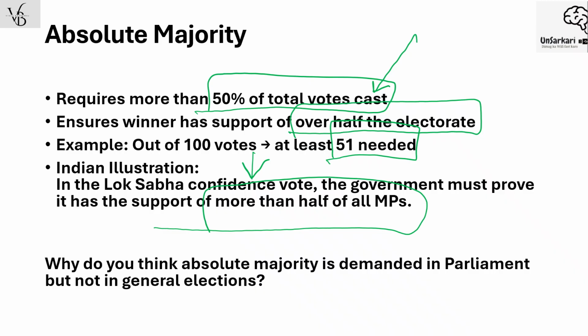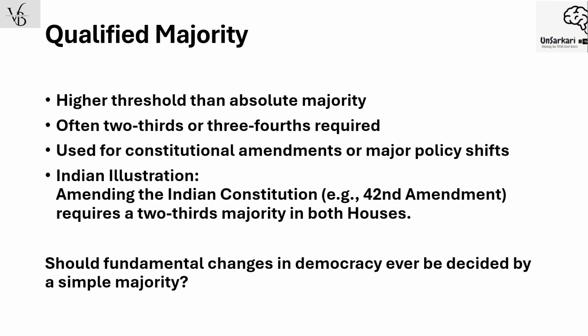Now my question to you is, why do you think absolute majority is demanded in parliament, but not in general elections? Why do you think such is the scenario? So do think about it and try to ponder over it. Next comes qualified majority. That means it has a higher threshold, than what we have just read, than the absolute majority. Often two-third or even three-fourth.